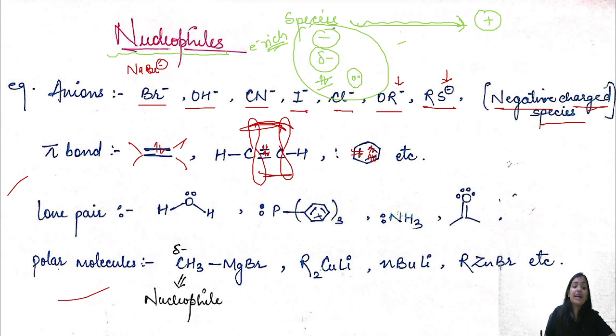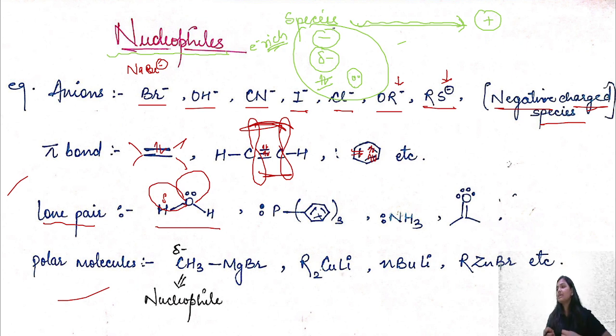Got it? Now, here I have many other examples like H2O. If you see H2O, these are species bearing a lone pair. In the case of H2O, we don't have only one lone pair, there are two lone pairs. But guys, whenever any species is said to be nucleophilic in nature, it doesn't matter whether it has one lone pair or two lone pairs. Ultimately, any species can only give one pair of electrons at a time, not more than one electron pair at a time.